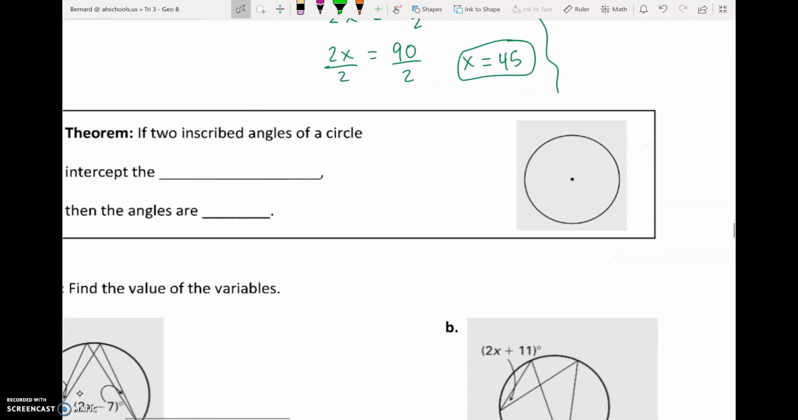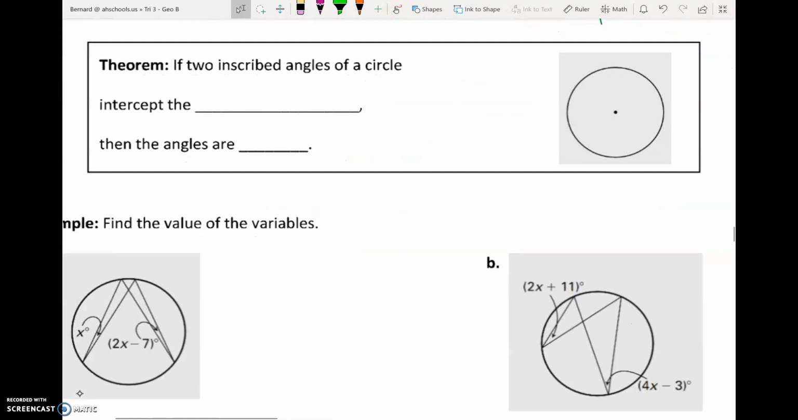Now let's move on to a fairly simple theorem, but a theorem we need to talk about nonetheless. So let's say we have two inscribed angles of a circle. If two inscribed angles of a circle intercept the same arc, then the angles are congruent. And that's the congruent symbol. Remember, congruent as a word is like this. And remember, congruent essentially means equal, right? They're the same.